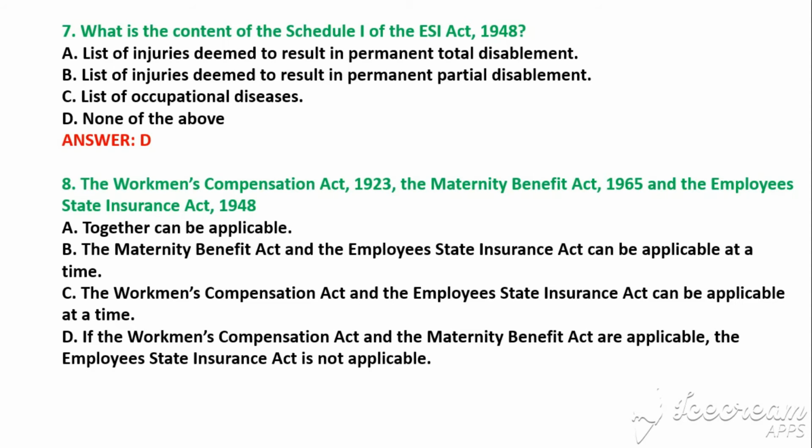If the Workmen's Compensation Act is applicable, then the Employee State Insurance Act cannot be applicable. So both Acts will not be applicable at the same time. So, option C is wrong. Then let's see the other one.